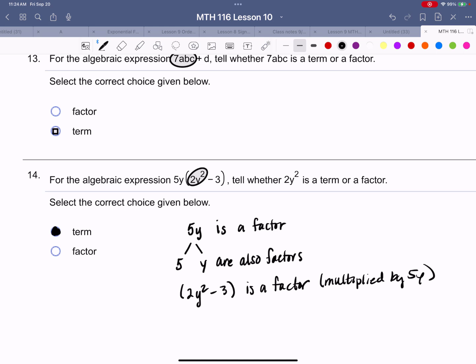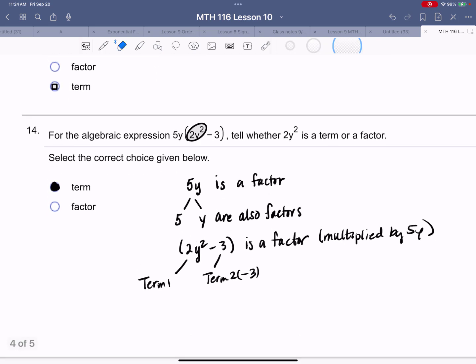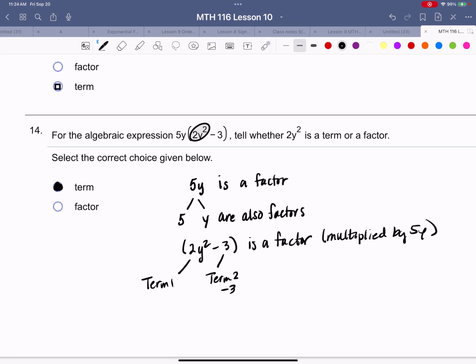Within 2y squared minus 3, there are two terms. Term 1 is 2y squared. Term 2 is minus 3. And you've got to keep that sign with it, okay? So term number 2 is the minus 3, including the sign. Let me write that down underneath here so it doesn't look like 2 minus 3. So term 1 is 2y squared, and term 2 is minus 3. And look, 2 is a factor, and y squared is a factor within that first term of that polynomial.